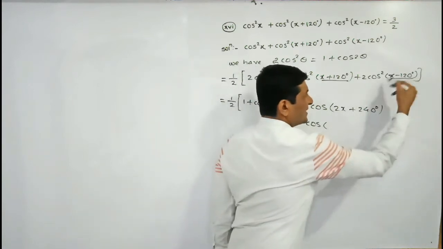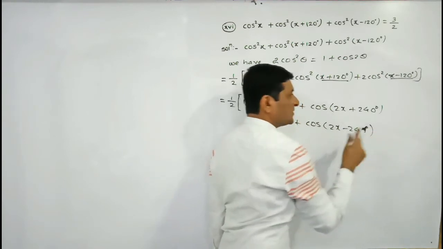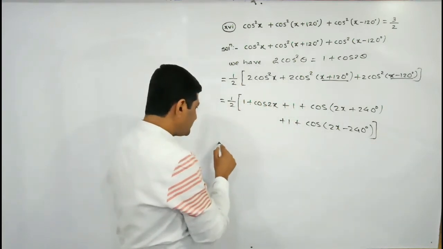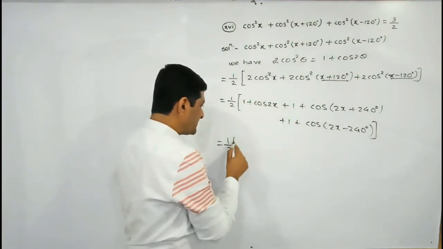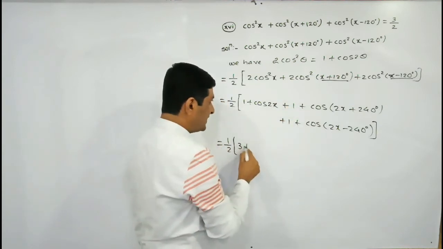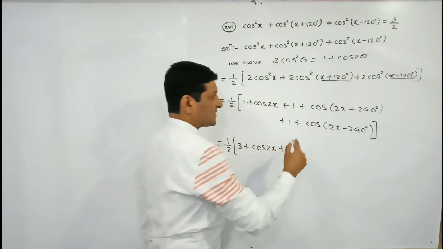This is nothing but theta, so its twice is 2x minus 240. In this way we are simplifying it. So which is equals to, now 1 by 2 keep it as it is. Here 1 plus 1 plus 1 will be equal to 3. Keep this cos 2x as it is, plus also as it is.